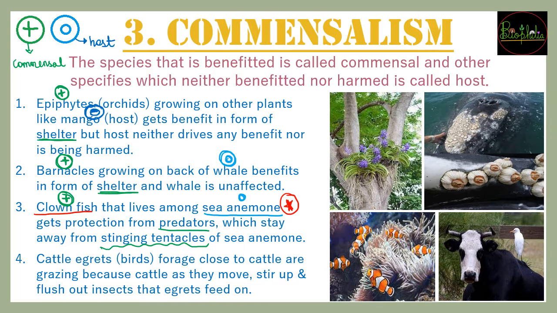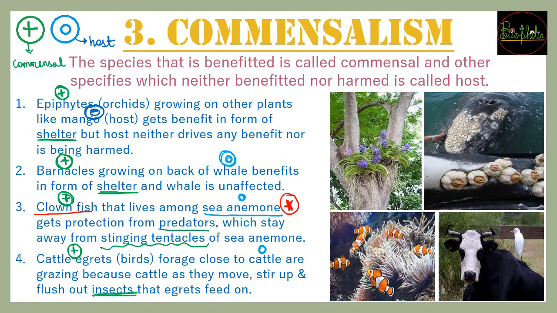The fourth is going to be between the cattle egrets. So these cattle egrets are again the commensal getting benefit, and they will be foraging very close to the cattle. So जो cattle होगी it will be the host, उसे कोई फर्क नहीं पड़ेगा. And these cattle as they are grazing, वो जब घास उखाड़ती है for eating it, during that time the soil is getting loose enough, and as the soil gets loose enough, all the insects will be coming out of the soil, and these insects will be eaten by the birds.